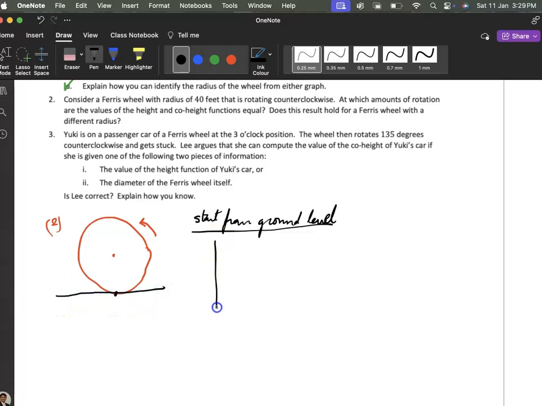So how will my height change? Height is first 0. Then it will increase, become maximum, and then it will come back. It's very easy to see that. So this is your 0, this is your 360 degrees. That's how your height changed.